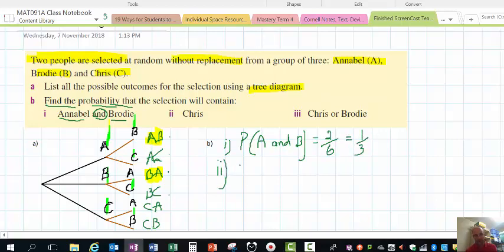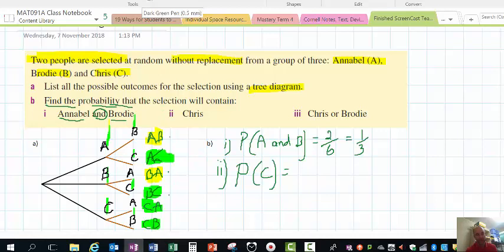Okay, second one, the probability that the selection will contain Chris. That's all it stipulates. It doesn't say whether Chris is first or second, it's just got to contain Chris. So in green we'll have a look at those. AB, does it have Chris? No. AC, yes it has Chris, C for Chris. BA, no. BC has a C for Chris, CA has a C for Chris, and CB. So there's 4 favourable outcomes out of a total of 6 possible outcomes. That's 4 of 6, or simplified, that's 2/3.